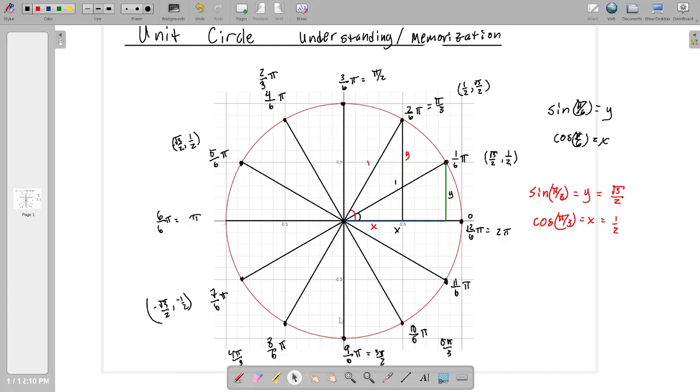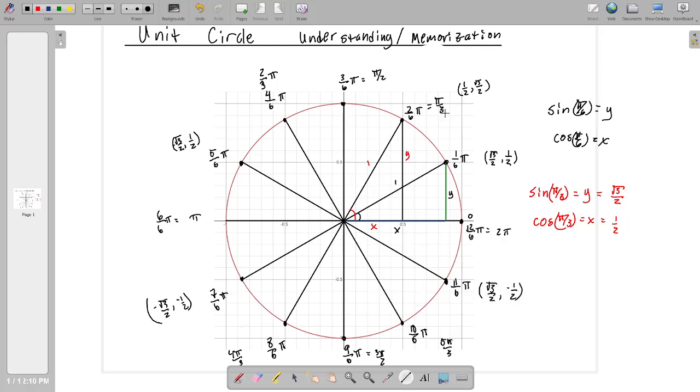Now this last one is the easiest. We could draw a horizontal line here to see that the y value is the same, and a vertical line here to see that the x value is the same. So we end up with this coordinate having the same x value as this point and the same y value as this point. So root 3 over 2, negative 1/2.